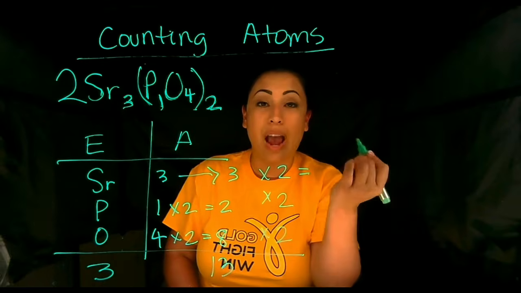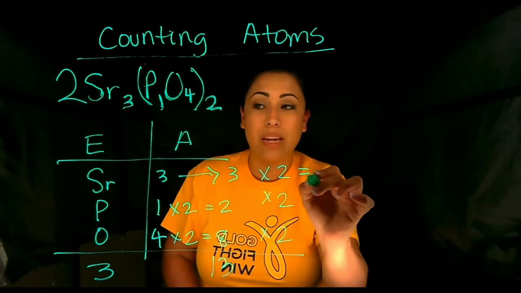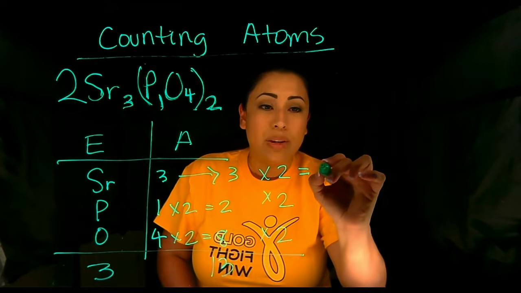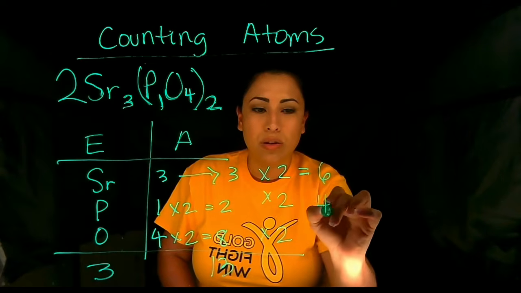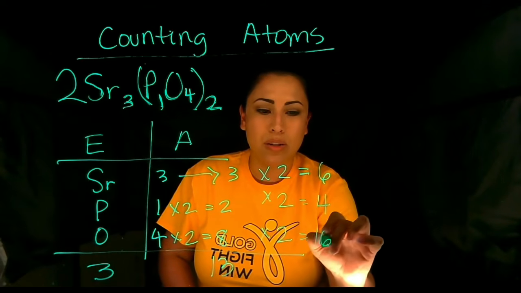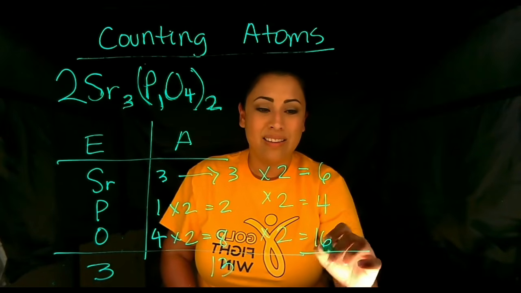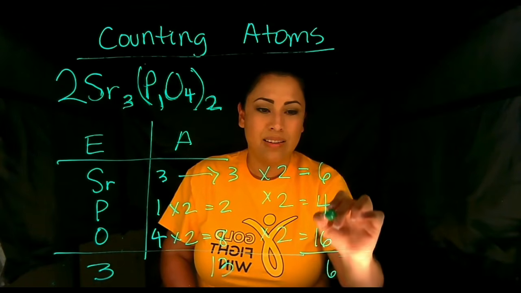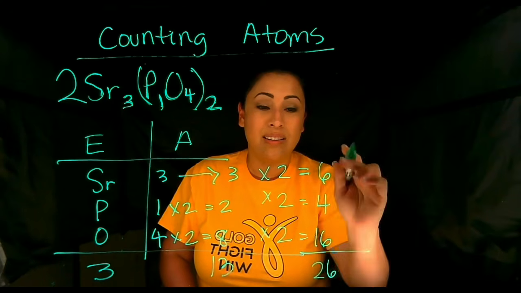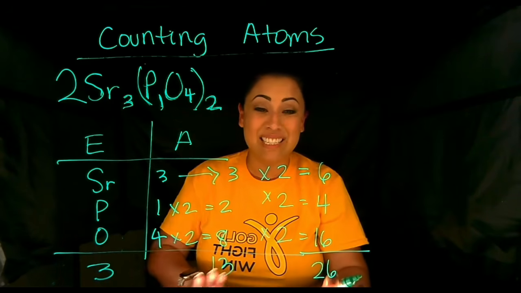So now our atoms change. Now we have how many Sr? 3 times 2, 2 times 2, 8 times 2. So now how many total atoms would we have? 26 instead of just our 13.